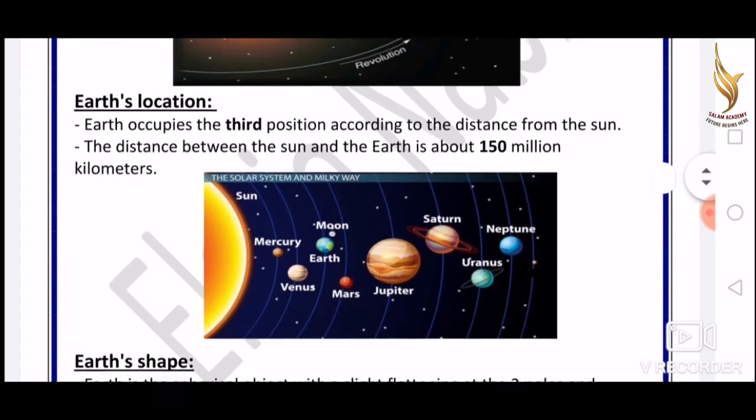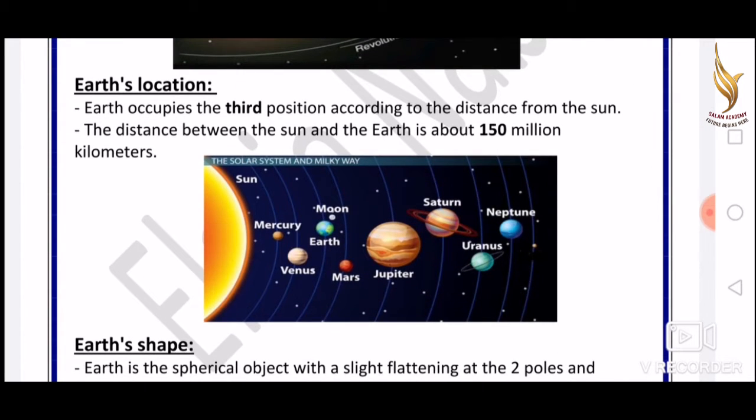Second, we talk about Earth's location. The Earth occupies the third position according to the distance from the Sun. Earth is located between Venus and Mars. So its position is third from the Sun. The distance between the Sun and the Earth is about 150 million kilometers. Okay?